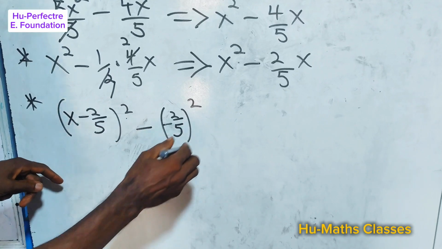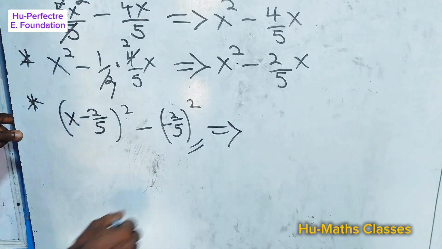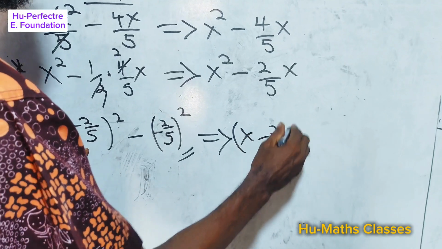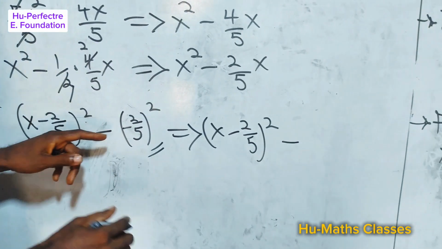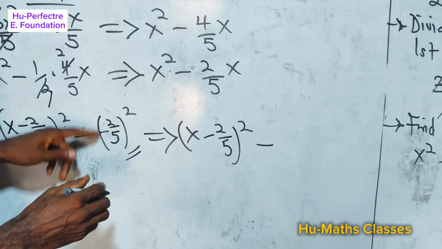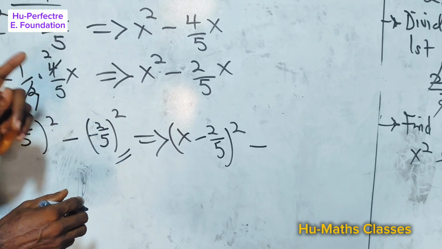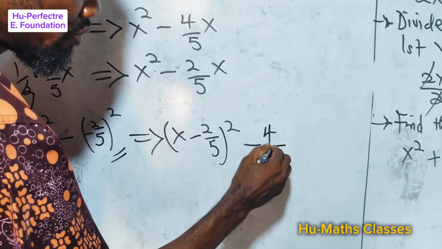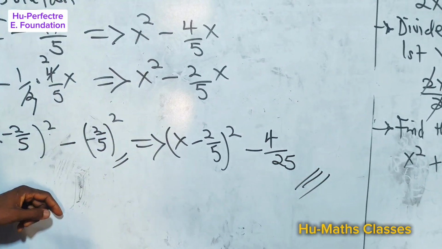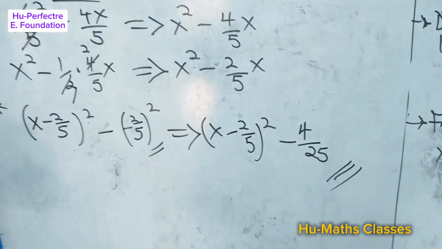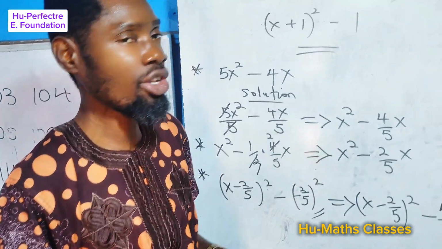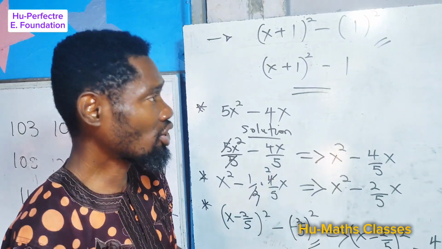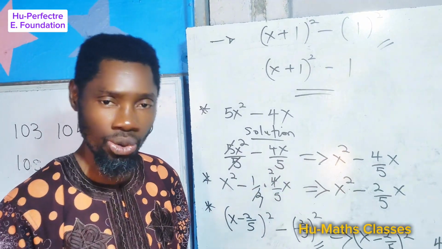This has become a perfect square, but we can advance it further by solving. Here we have x minus 2 over 5 all squared minus, if you open up this bracket, minus 2 over 5 times minus 2 over 5 will give us a plus result, which is plus 4 over 25. So here is a perfect square. In our next class, we shall be dealing with a method known as the completing the square method, which will just be an extension of perfect square. So see you in our next class.